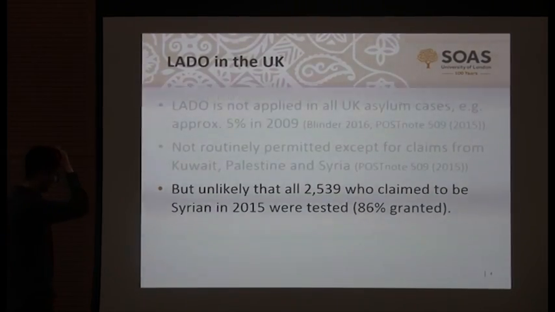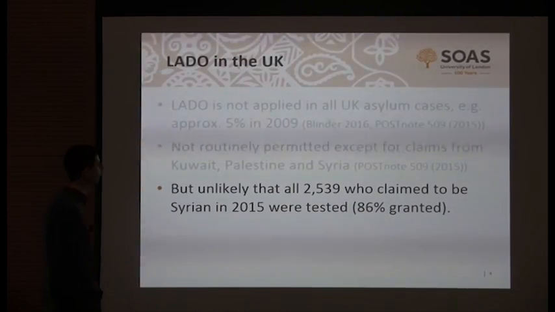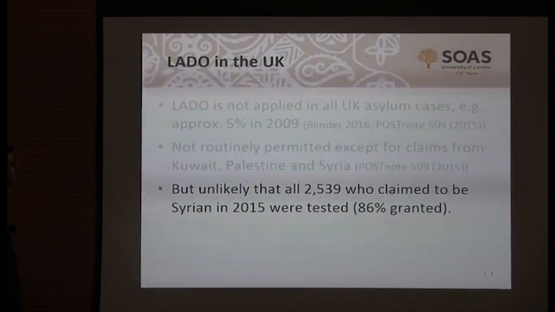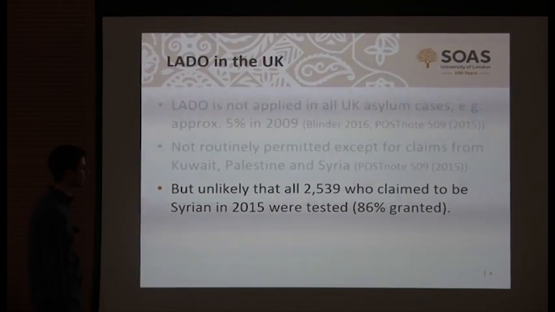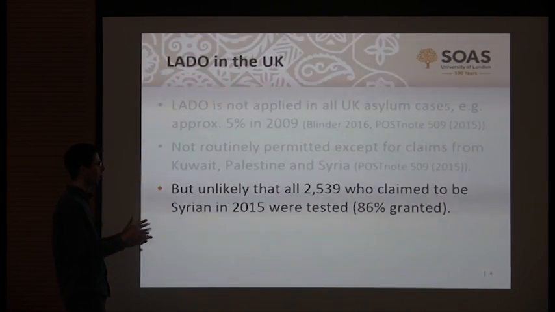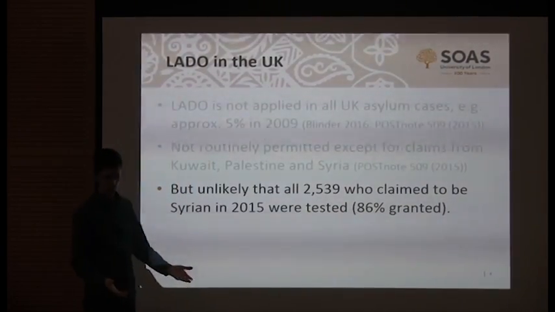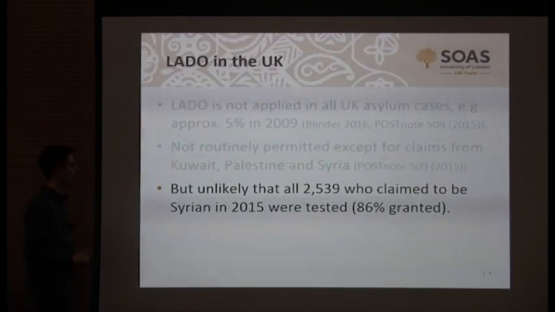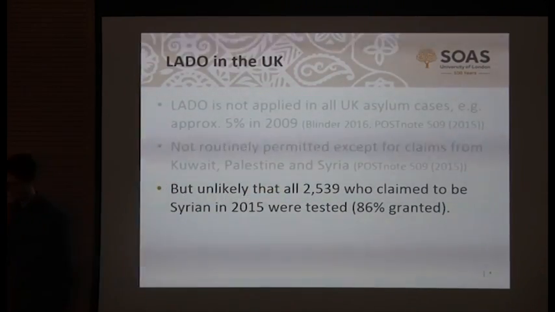Now, 2 years ago, 2,539 people claimed asylum and said they were from Syria. I don't have any figures on what percentage of that number were subjected to a LADO test, but I think it must be a low percentage.